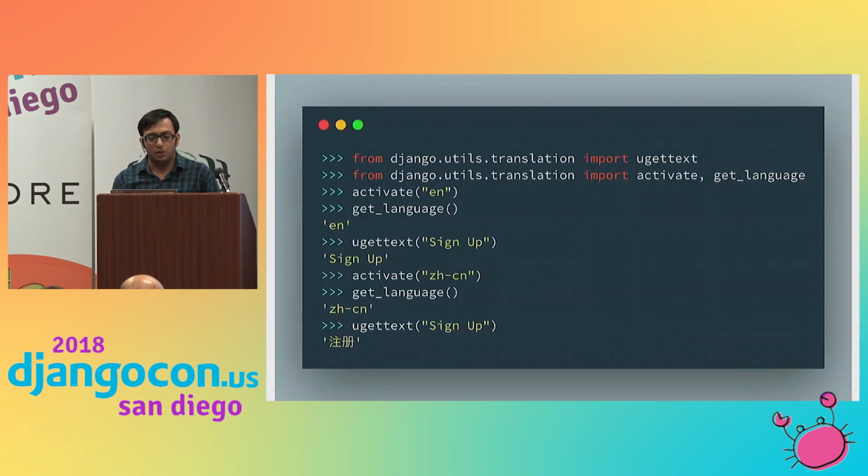So both ugettext and ugettext lazy are just Python objects that are evaluated to strings at different times. So the string representation depends on whichever language is being activated.